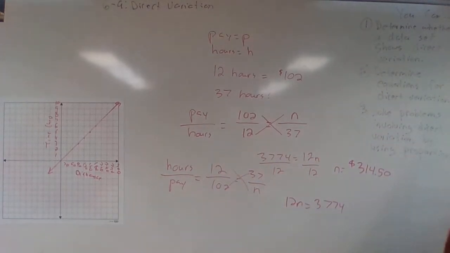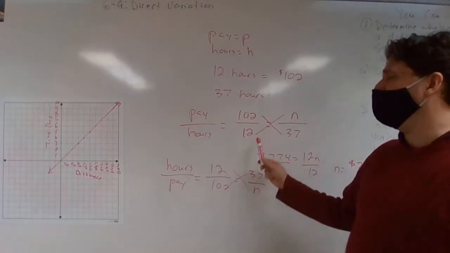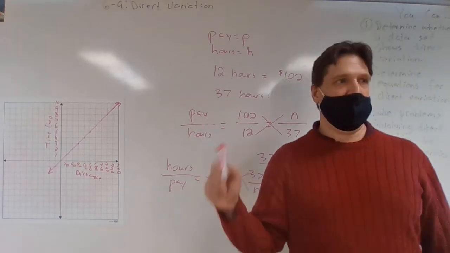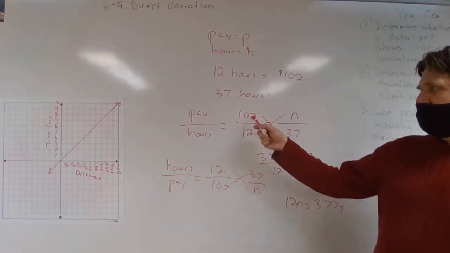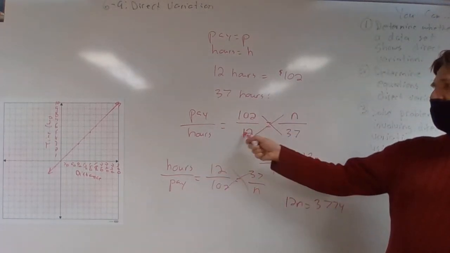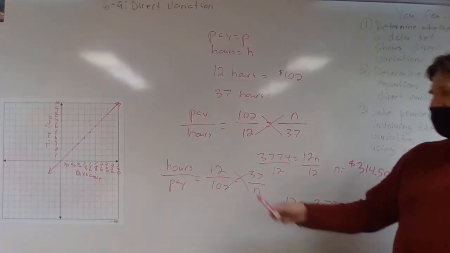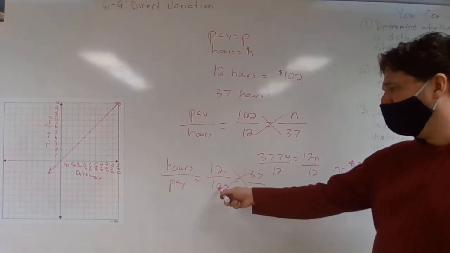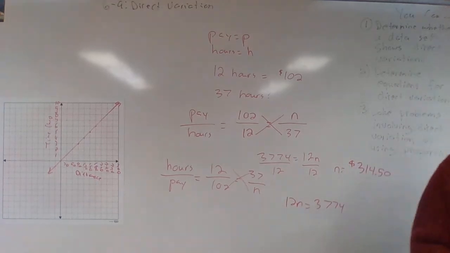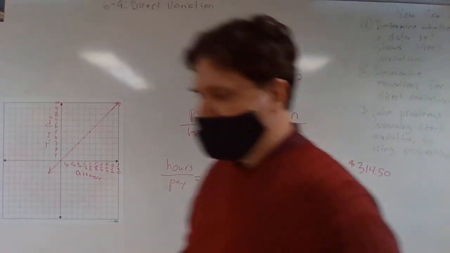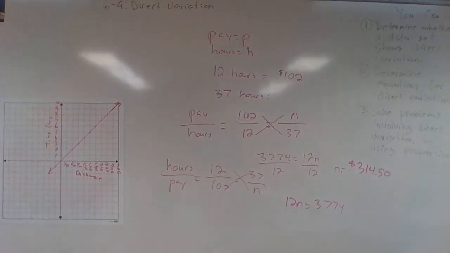But what does matter is that whatever two things you're comparing, you keep them on the same line. In this case, I kept pay and pay, hours and hours. Over here, hours and hours, pay and pay. All right? You can't shift that order at all, because if you do, then you're going to get it wrong.